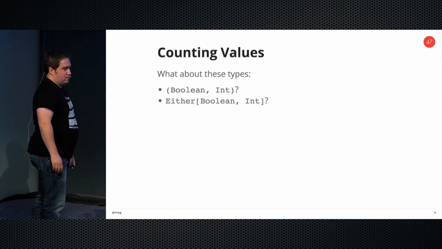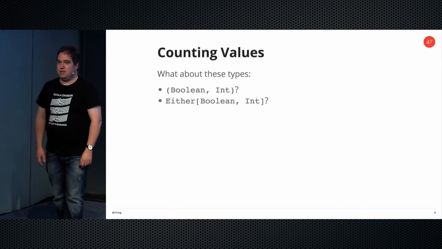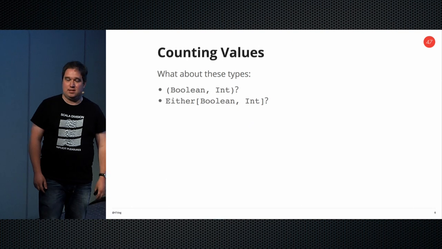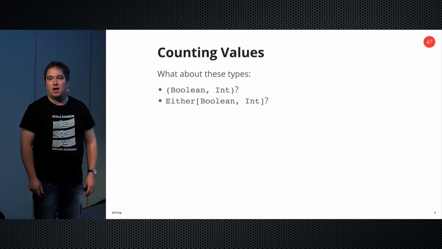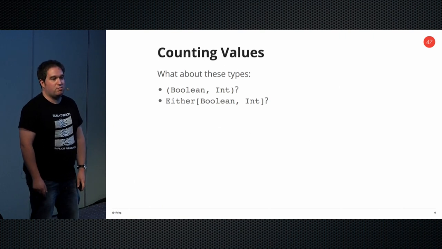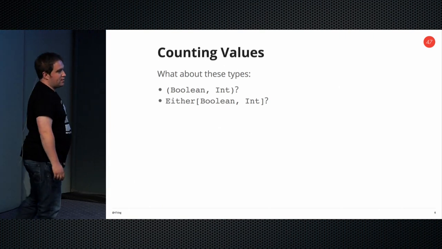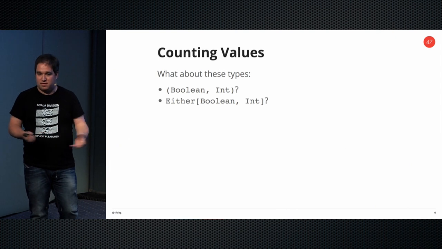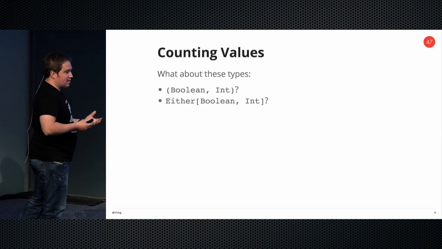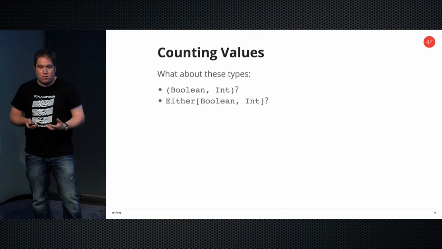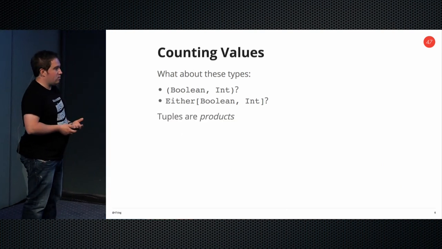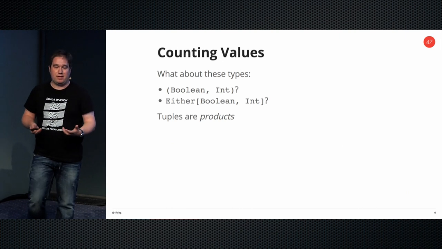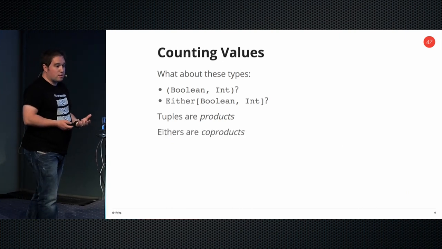Okay, what about this type? Either a Boolean or an int. What do we think? How many different values can this type have? Two to 32 plus two, yeah. And I mean, this is not hard. This type either holds an integer or it holds a Boolean. So we're effectively just adding the totals together. And so with the tuple, we were effectively multiplying. With the either, we were effectively adding. So tuples are products. Multiplication, your products. You multiply the values together. Eithers are often called coproducts.